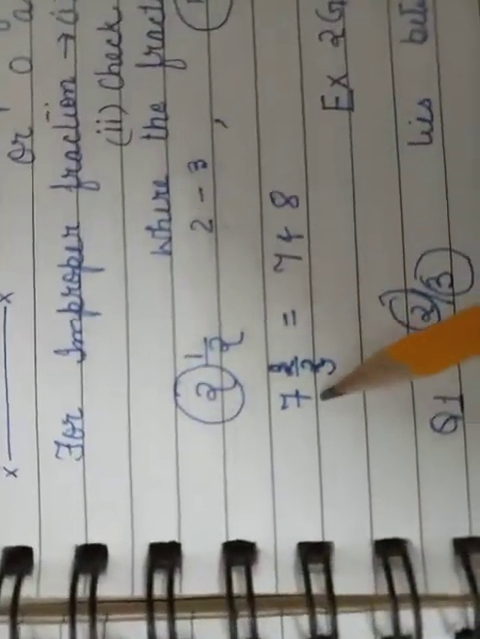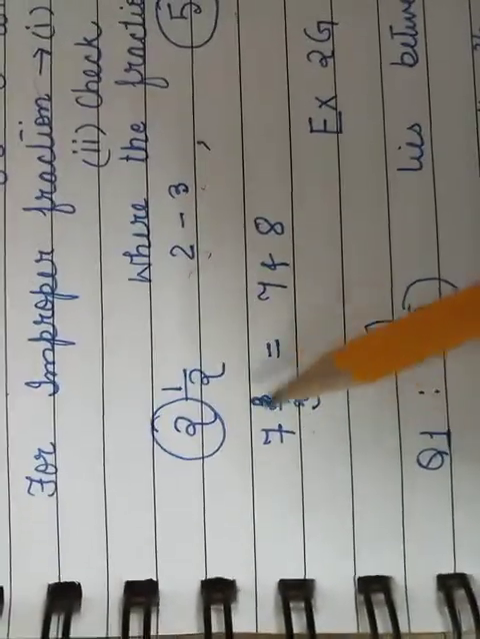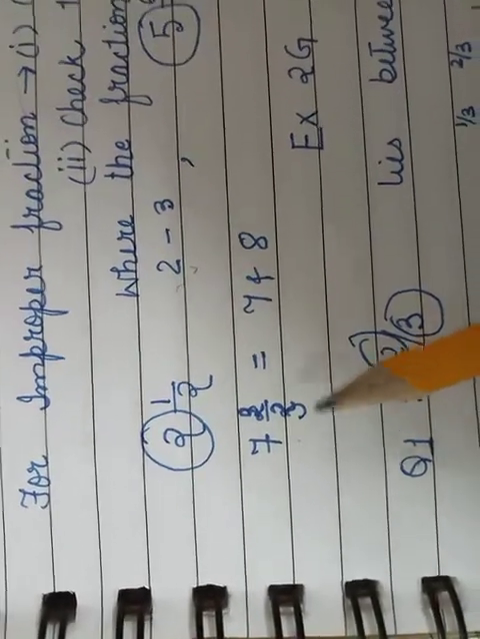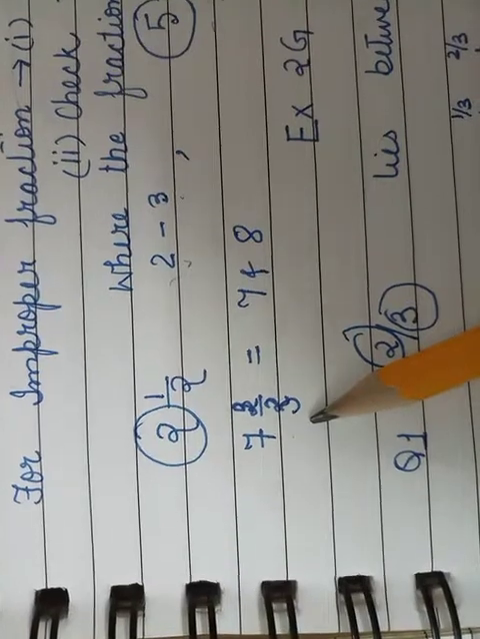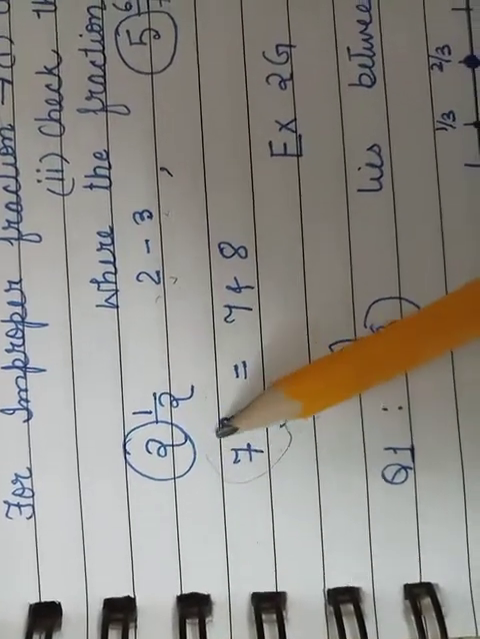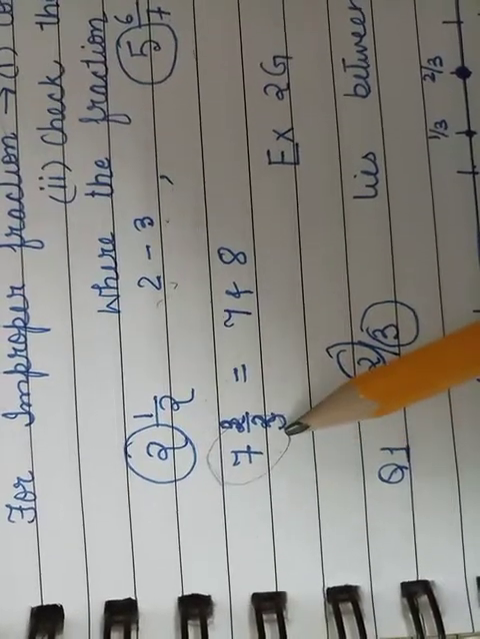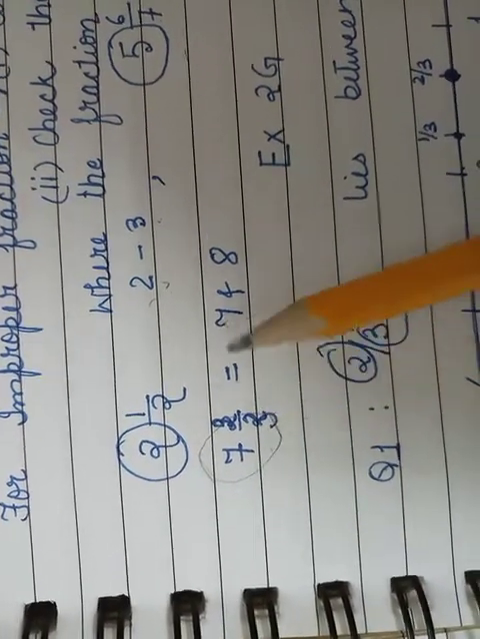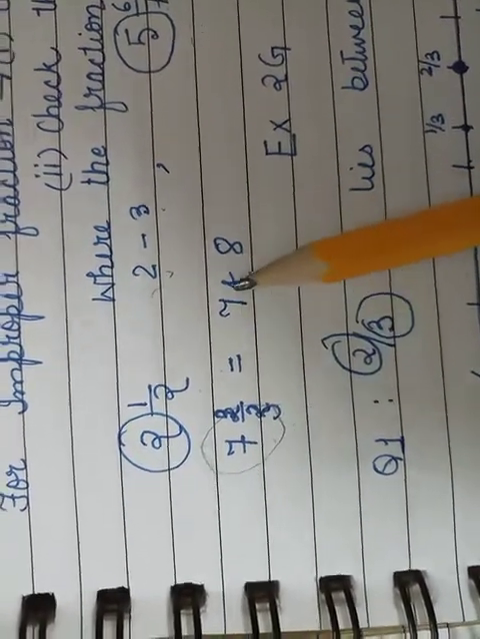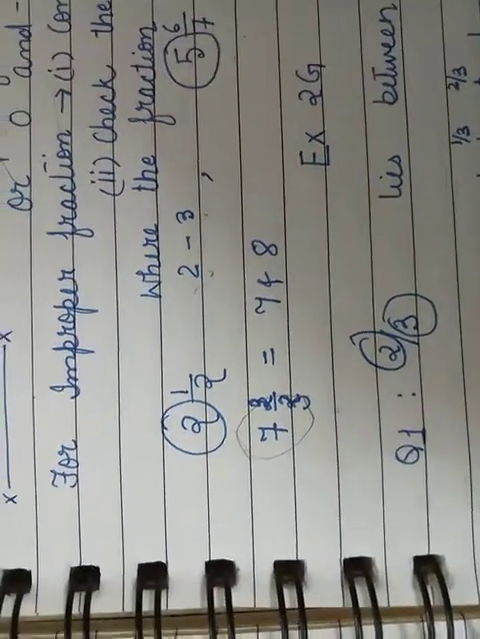I take one more for you: 7 whole 2 by 3. It is greater than 7. How many whole parts does it have? It has 7 whole parts and 2 by 3 part is more. That means it is greater than 7 and less than 8. Therefore it lies between 7 and 8.